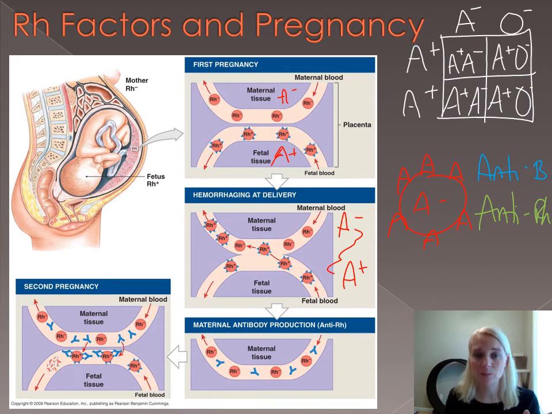One, the mom has to be a negative blood type. Two, she has to have been exposed at some point in her life to a positive blood type. And three, the mate that she is mating with has to donate a positive blood type, because if the mom's negative and the dad's negative, it's not going to be a problem. If the mom's positive and the dad's positive, it's not going to be a problem. If the mom's negative and the dad's positive, and she's been exposed or had multiple pregnancies, then that's when there's a problem. So it kind of narrows it down to those particular conditions.